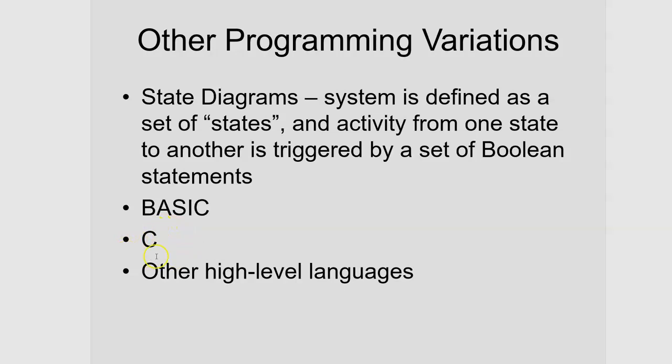C is also another programming language. These are all called high-level languages. It says, and there's some other high-level languages. A high-level language is just a computer programming language that uses English-like words, as opposed to ladder logic, which is a symbolic language because you use symbols to represent an instruction.